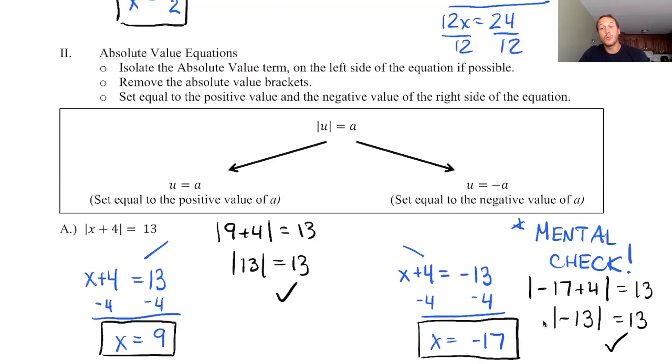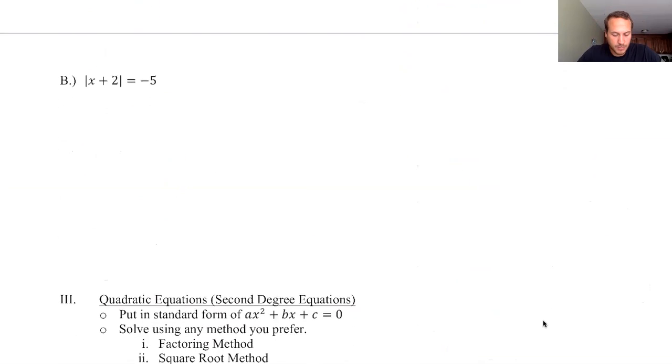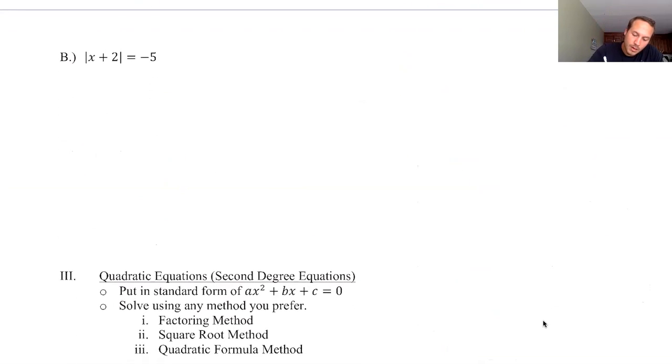There are times that when you do your mental check, though, you might have to reject one answer. You might have to reject both answers, in which case your answer is just no solution. So let's see what we do in our next example here, okay? But like we said, is the absolute value term isolated in this problem? And it is. So again, it's just absolute value of x plus 2 on one side. So we're going to go straight to branching off and splitting here.